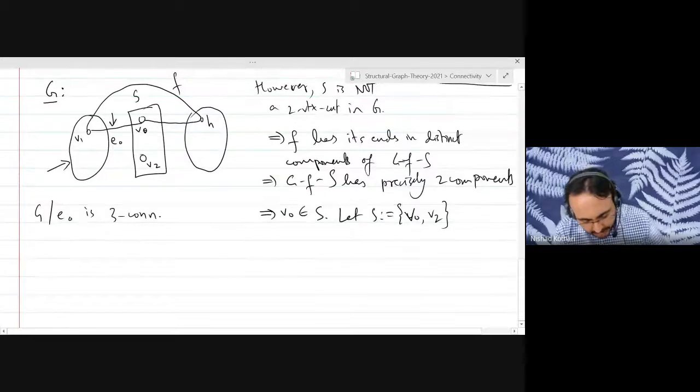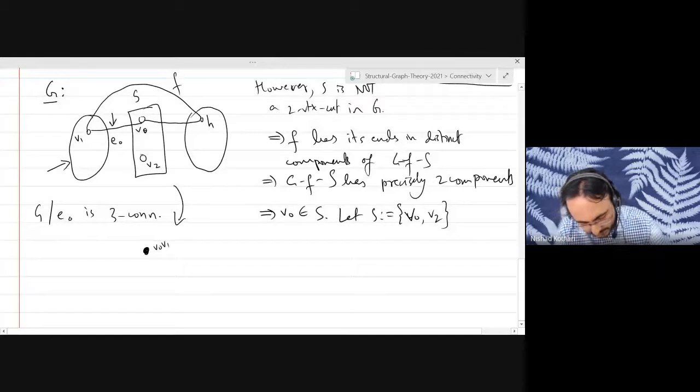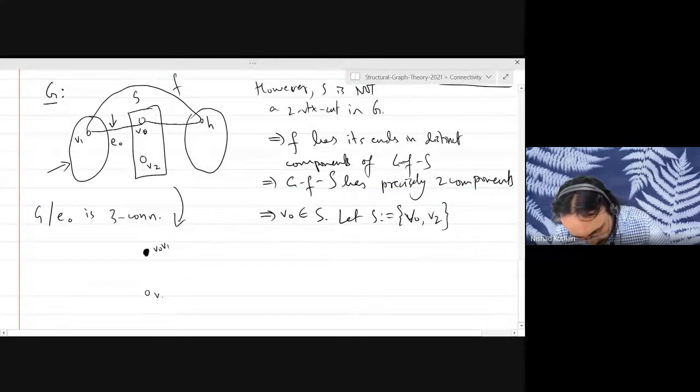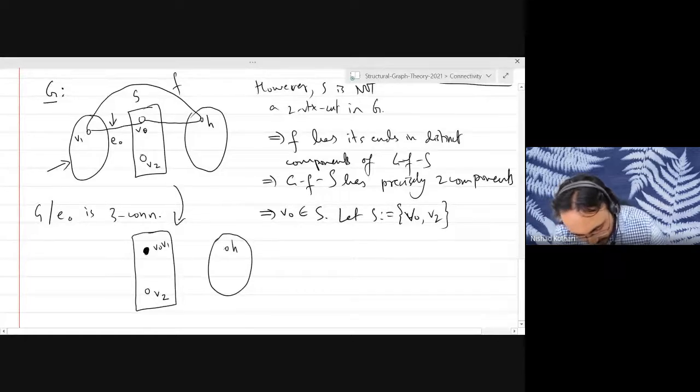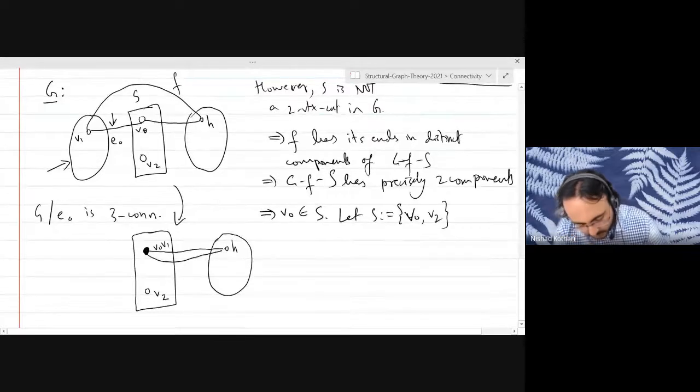I want you all to imagine, and I will make a drawing to help you, what happens when you contract the edge E0. When you contract E0 into a single vertex, let me call that vertex for the time being V0, V1, because it's the ends of E0. You get the vertex V2 here. Let me draw the graph like this. H is still here. H has 2 edges going to V0, V1, right? It's not a strictly contractible edge, so you expect multiple edges. This is the edge F.